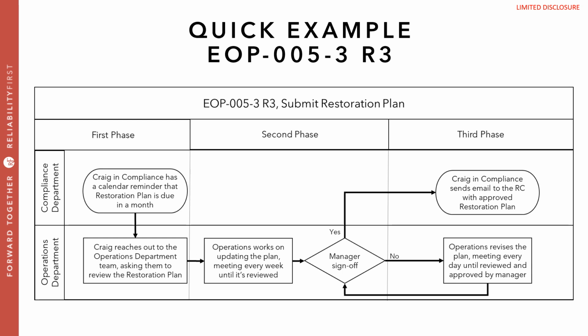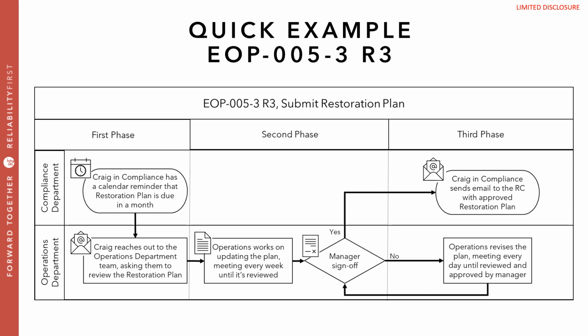We're going to pretend we underwent an audit and we told the auditors about our internal controls around EOP5R3 using this swim lane chart. And, lucky for us, we even have evidence of our process for the auditors to look at. As you can see in our diagram, we have the calendar reminders that Craig set up in his calendar that we can show the audit team. We also have the email that Craig sent to the operations team, letting them know they need to review the restoration plan.